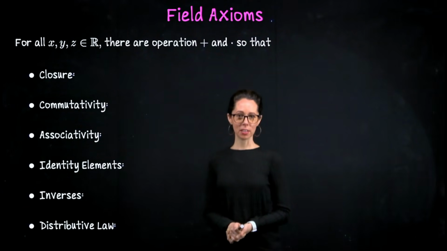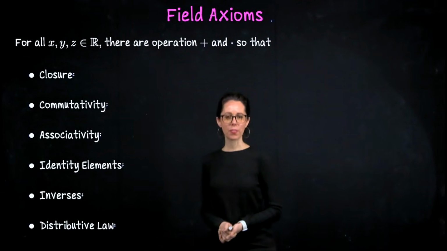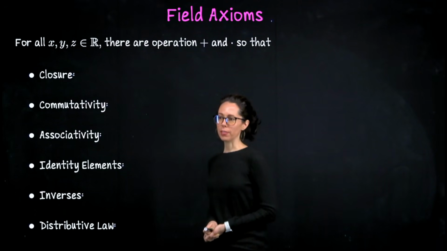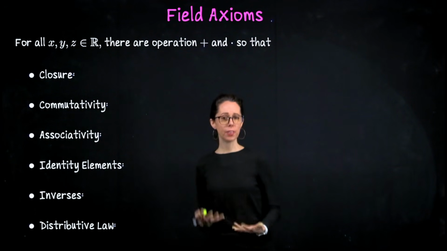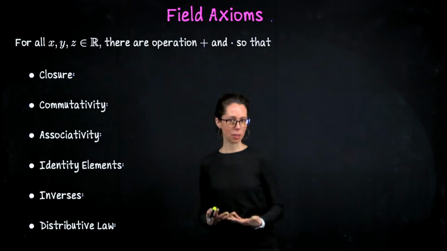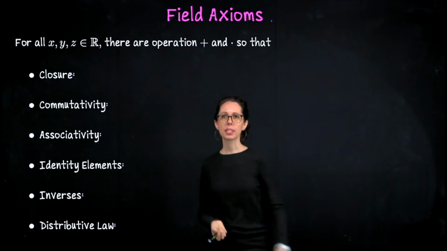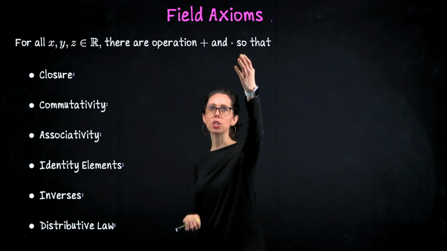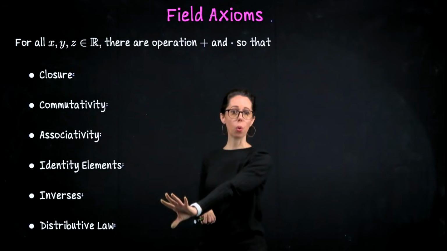So here are the field axioms. I'm going to go through this fairly quickly. For field axioms, what we're saying is that R is a field. It's a set of elements. The elements are the real numbers themselves, together with addition and multiplication, so that these nice properties hold.